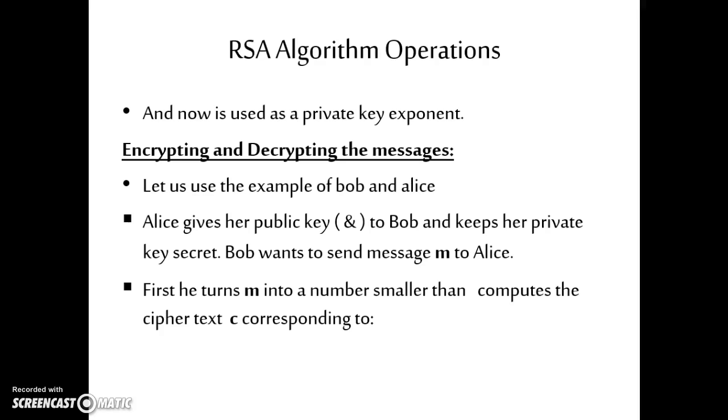Now Bob has to send the message M to Alice. He knows the public key E of Alice. So first what he has to do is he has to turn the message M into the ciphertext C. We already know what ciphertext C is. Ciphertext is the unreadable format of the message.